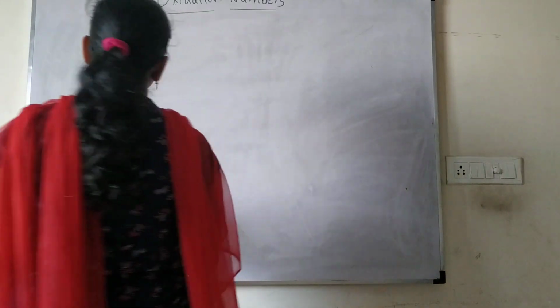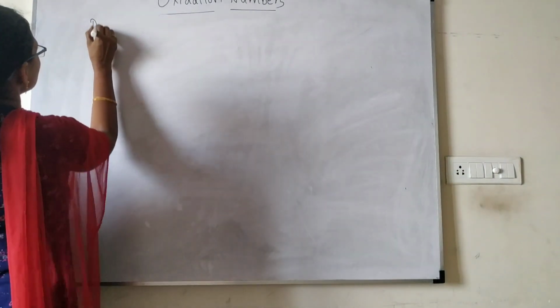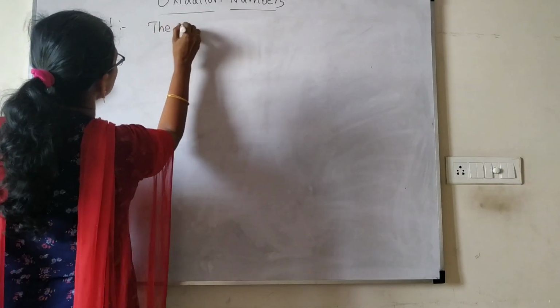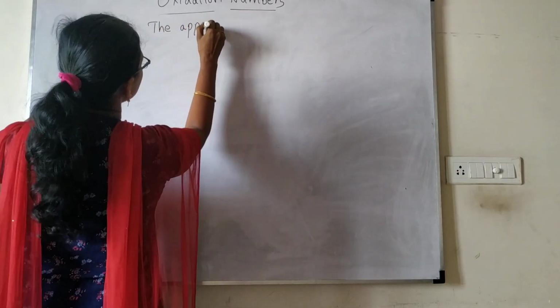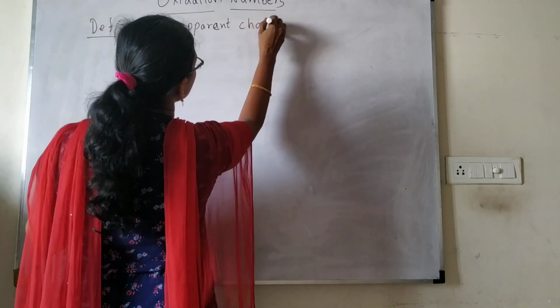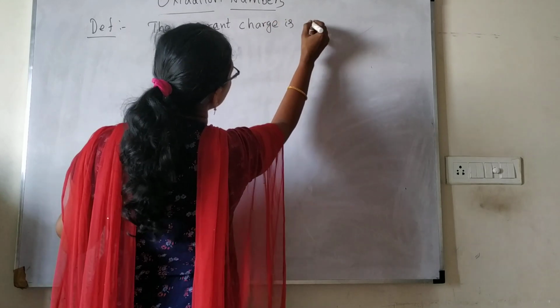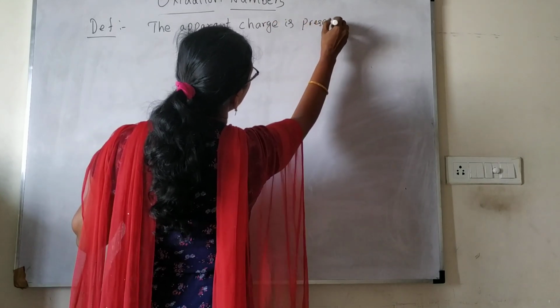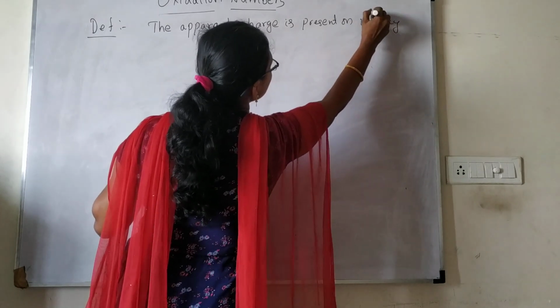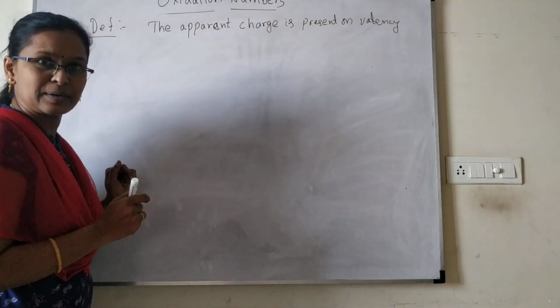Okay, so now I will write the definition. What we can write here: the apparent charge present on any atom's valency is called an oxidation number.